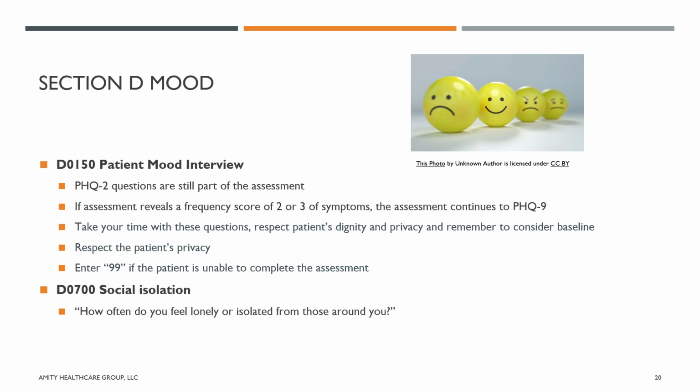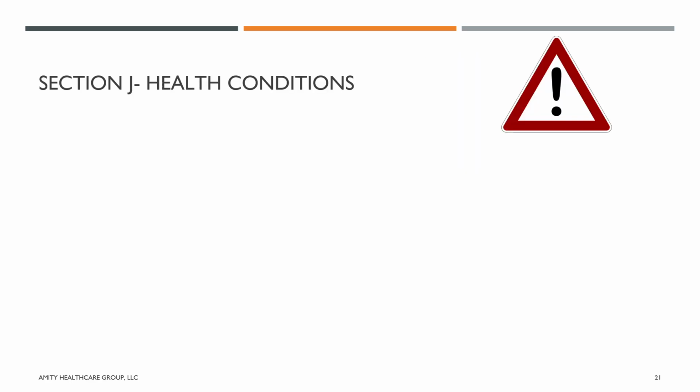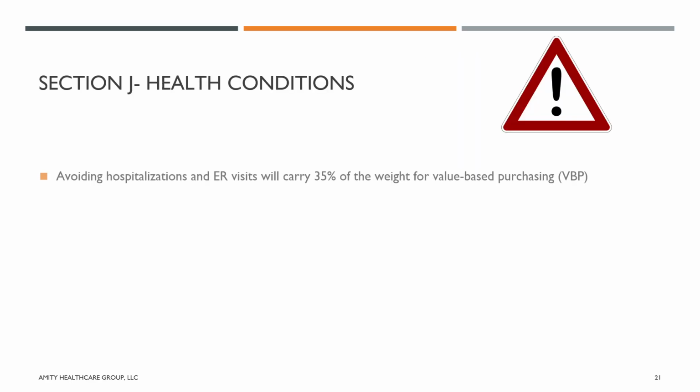And there's that social isolation in D0700. How often do you feel lonely or isolated from those around you? And it's good to give them time, maybe even ask the question again, make sure they understand what you're asking, asking who is their social support. There are patients who we might think are lonely and isolated, and they feel okay with whatever their circle is or isn't. And some patients can actually feel lonely and isolated, even if there are a lot of people visibly around them. So just keeping all of that in mind. Section J goes into health conditions.